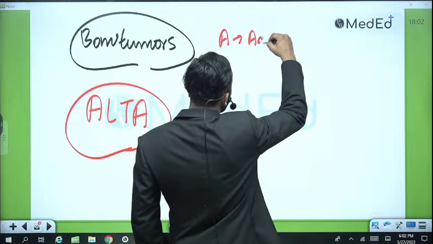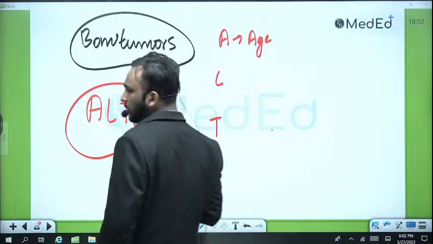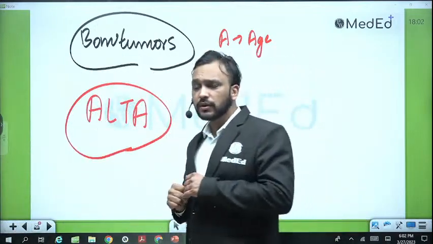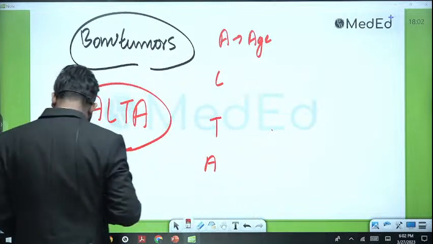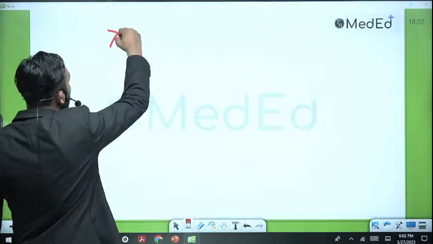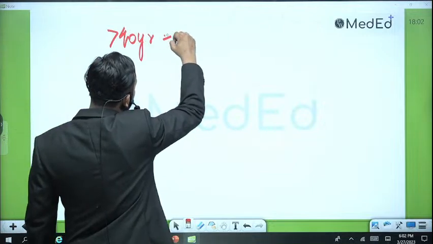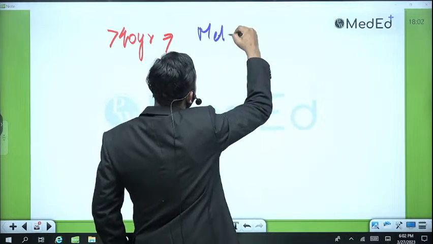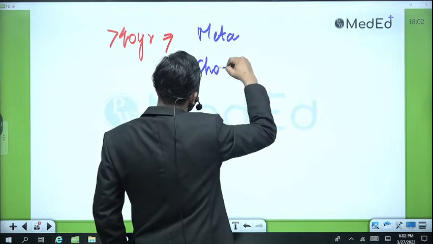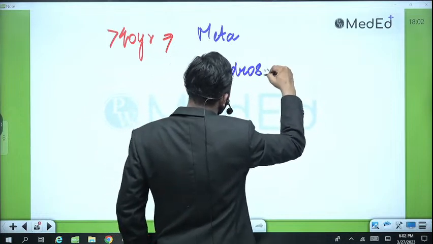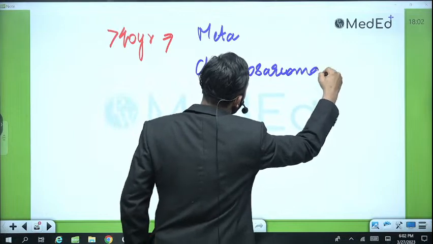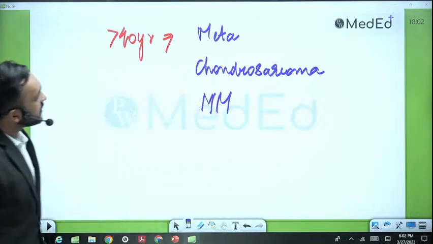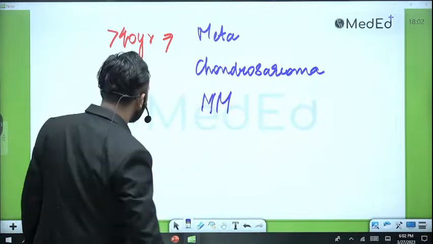A stands for age of the patient. There are a few bone tumors which are common in more than 40 years of age. Can you tell me bone tumors which are common in more than 40 years of age? These tumors include metastasis, chondrosarcoma, and multiple myeloma, which are more common in more than 40 years of age, right?